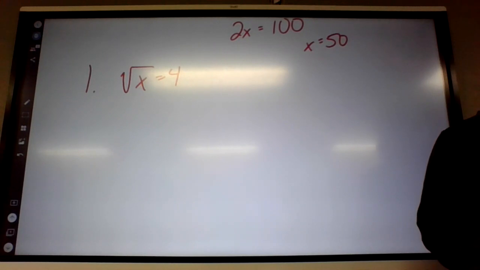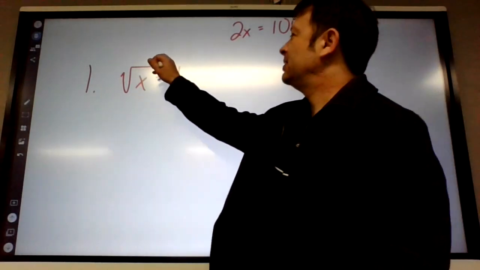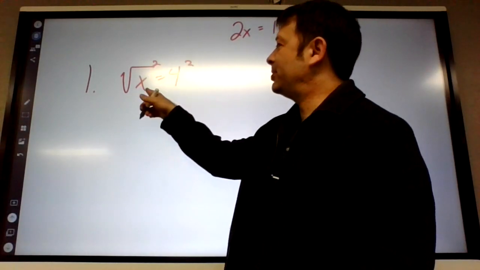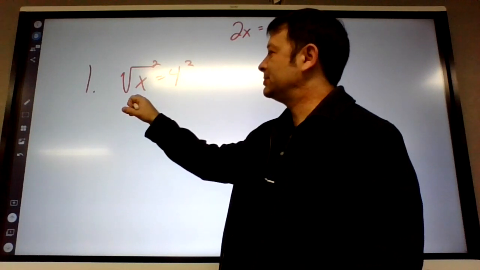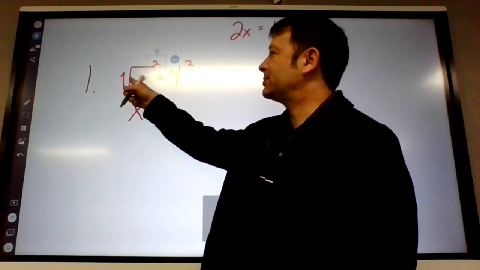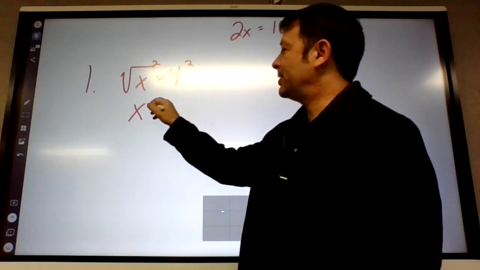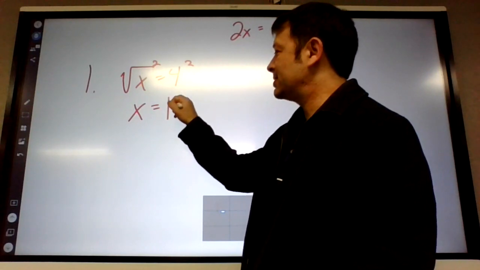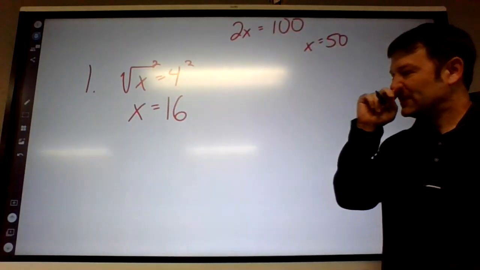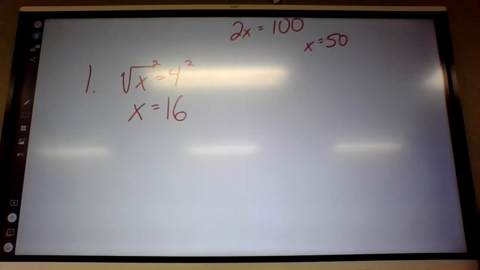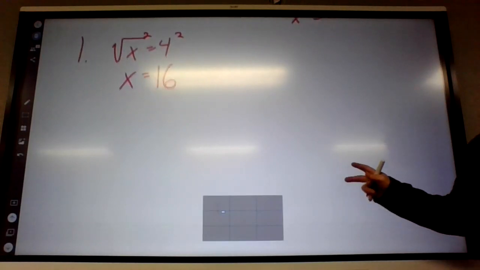Corbin? You would do double or sec to square it. Alright. Square. When you square the square root of x, it just becomes x. These two cancel out. And then on the right side, we got 4 squared, which is 16. Because the square root of 16 is 4.